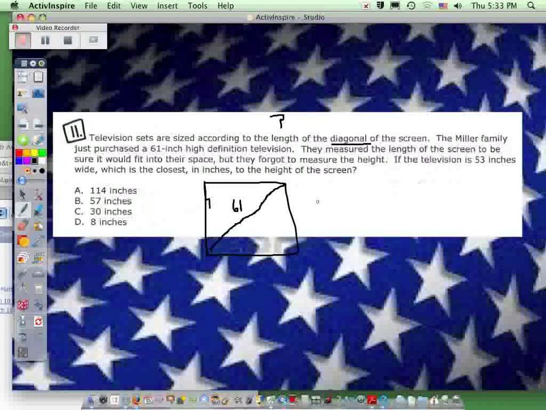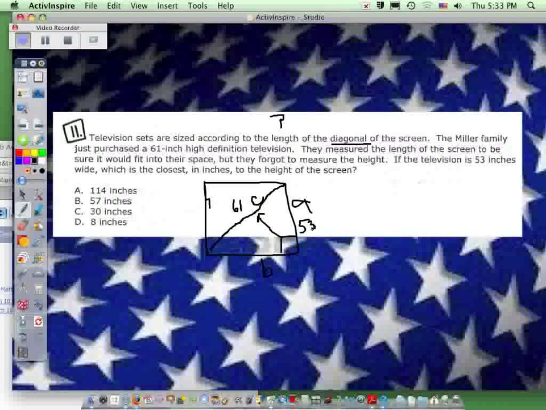Label your A, label your B, and label your C. How do I know it's C? Because it's across from the right angle. Well, the television is 53 inches wide. You just choose whatever you want to call wide. I'll call this wide.